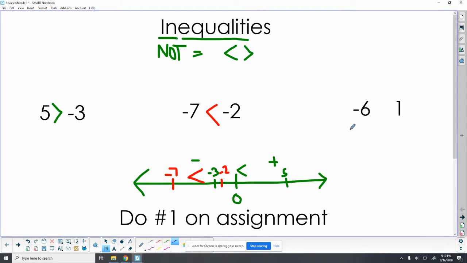For our last one on here, we've got negative 6. I'm going to place that right in front of negative 7. And I also have 1 over here. So I know that when it's farther to the right, it's larger. So 1 is greater than negative 6. So I need to make sure my inequality sign has the big open side facing the larger number. So now you're going to pause this video and do number 1 on your assignment, and then join me when you're ready for number 2.